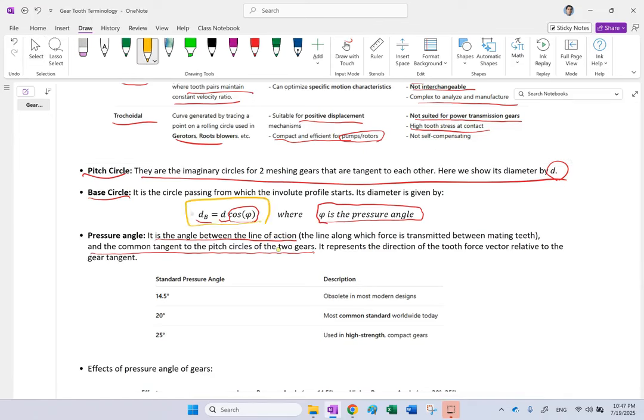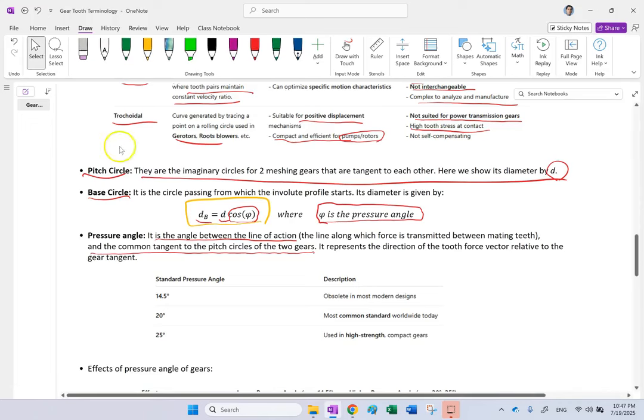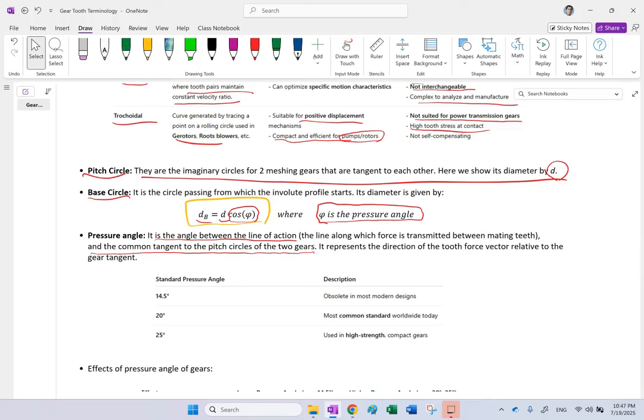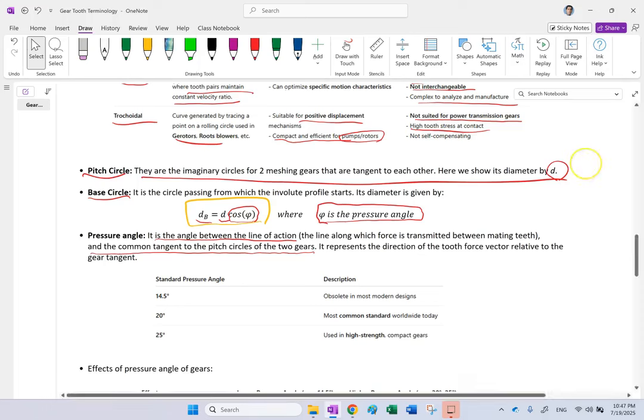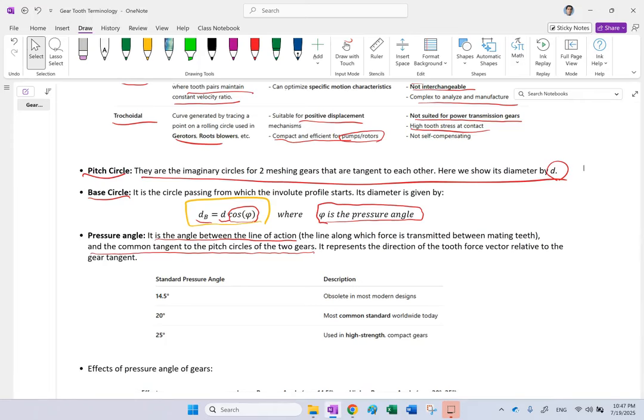Now, I said this is an important parameter. Why is it an important parameter? And can I have any number for it in a gear? Can I have a gear with a pressure angle of 10 degrees? Can I have one with 40 degrees? Can I have one with 35 degrees? Can I have any pressure angle that I want? No. Typically, there are only a few options for pressure angles in gears.